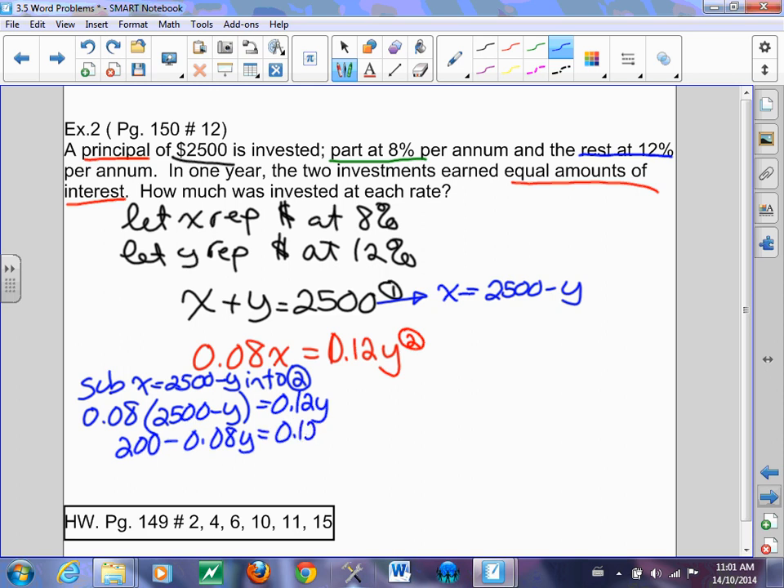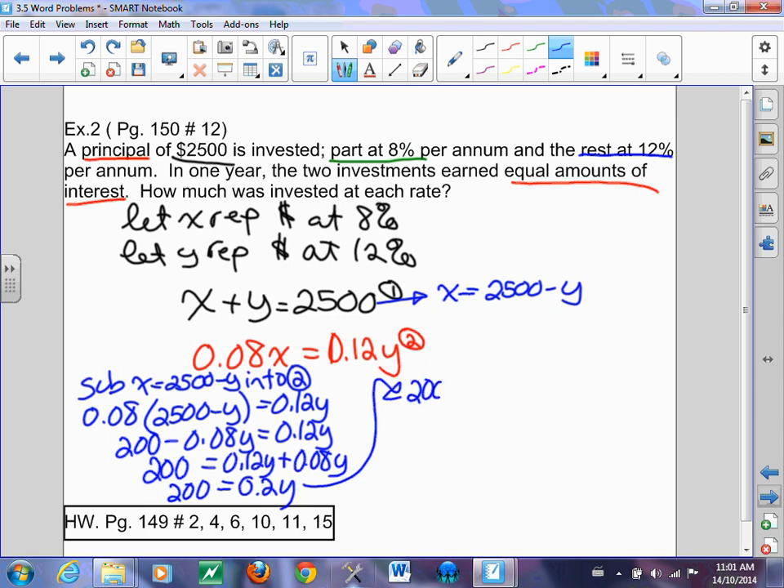equals 0.12y. Leave the 200 there. Bring the other y over because it's negative. Collect like terms, so it's going to be 0.12y plus 0.08y. And we got 200 equals 0.2y. Okay, to get y by itself, I'm going to divide both sides by 0.2. So y in this case equals 1,000.